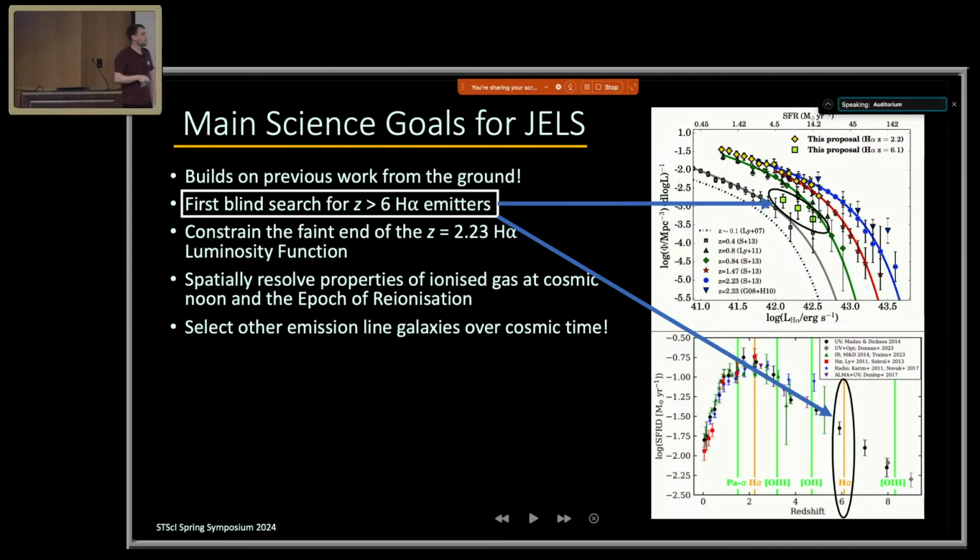The work I'm doing is trying to get more of a handle on the properties of these galaxies so that we can then make accurate measurements of the luminosity function and star formation rate density.